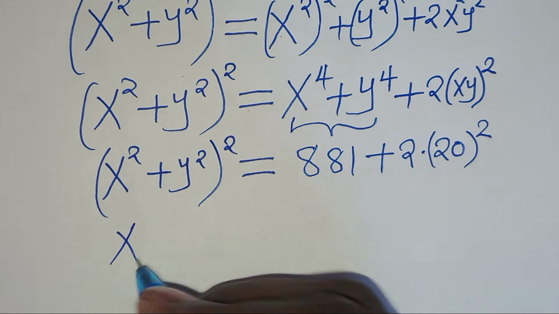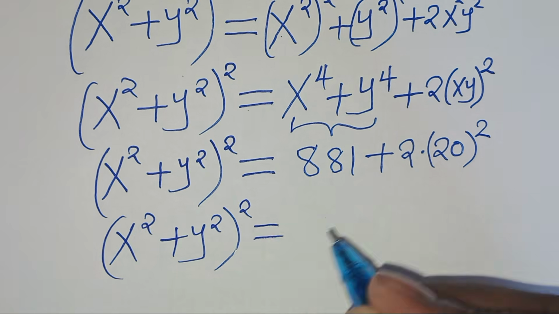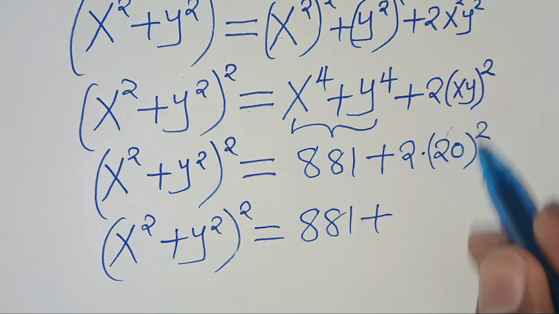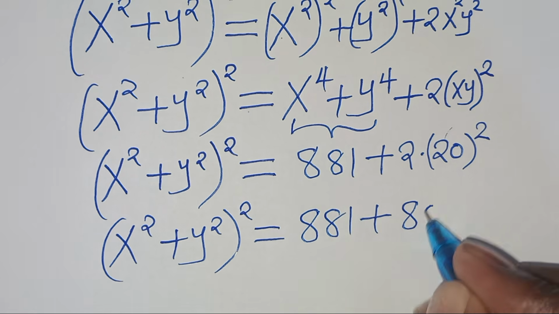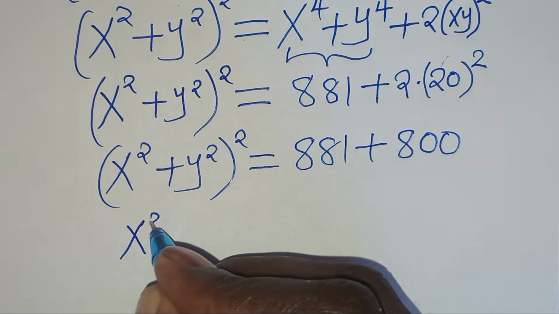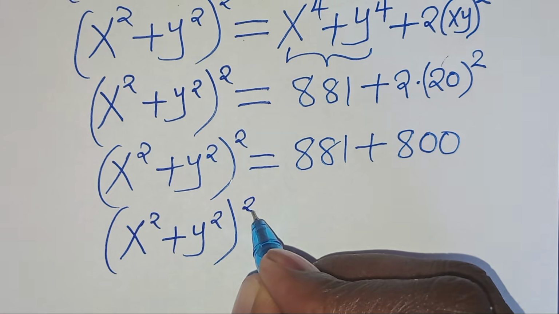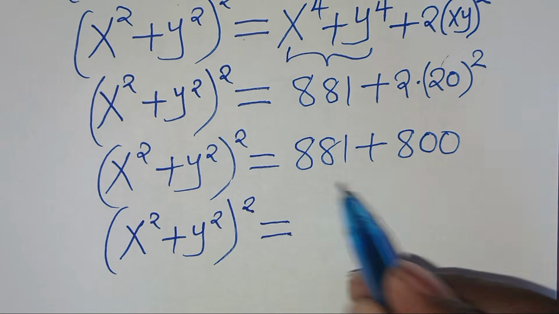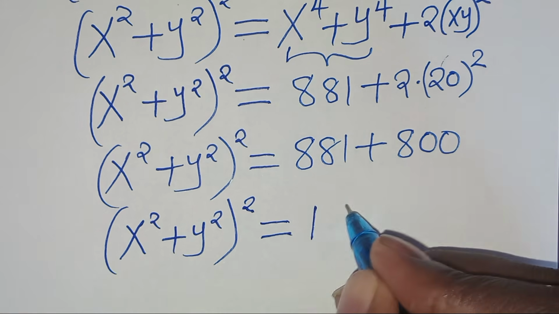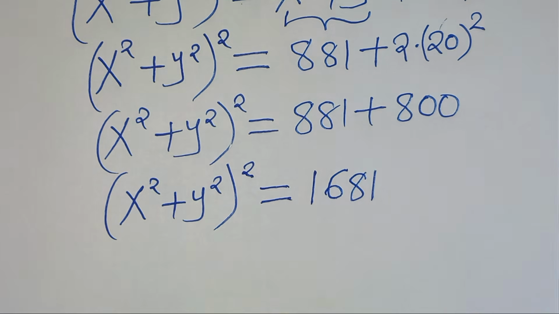So we have x squared plus y squared raised to the power of 2. This is equal to 881 plus 20 squared. This is 400 times 2. So we have 800. So this means x squared plus y squared raised to the power of 2 is equal to 881 plus 800, which is equal to 1681.